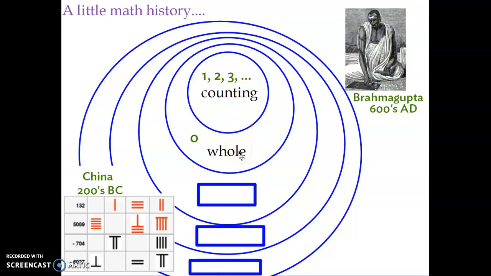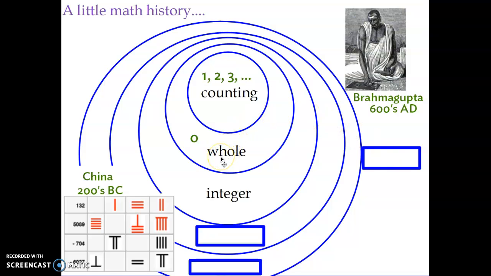But again, we realized that those numbers are not sufficient. Sometimes we have less than nothing. Sometimes we owe someone something. So Brahmagupta, who was a famous Indian mathematician, also the Chinese were able to use both positive and negative integers. So you can see I've got some negatives here. You can't tell in this picture, but Brahmagupta worked with negatives as well. And if I put my counting numbers, my whole numbers, together with the negative integers, what I have is the set of all the integers.